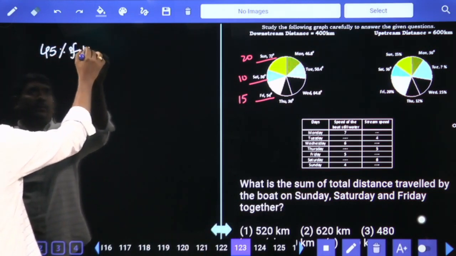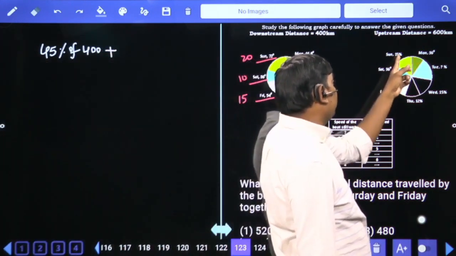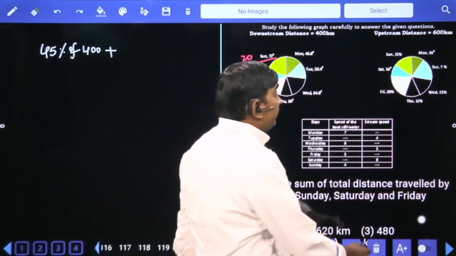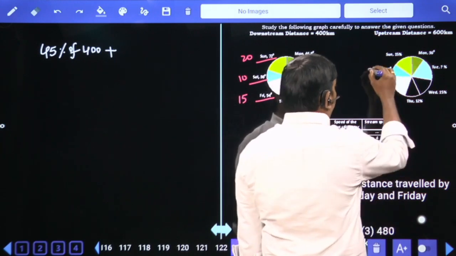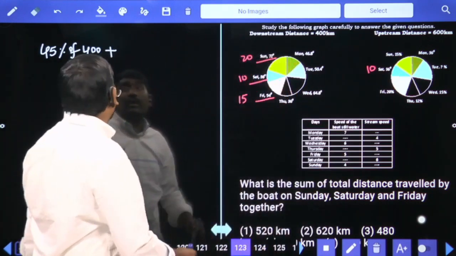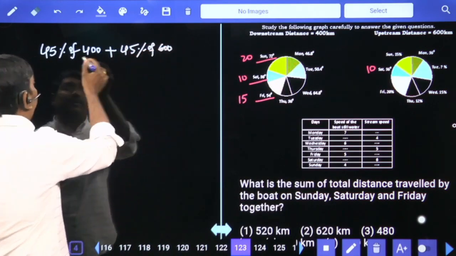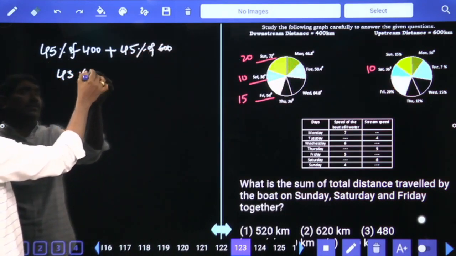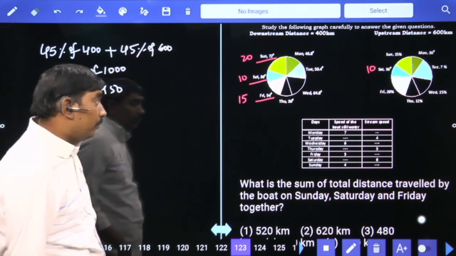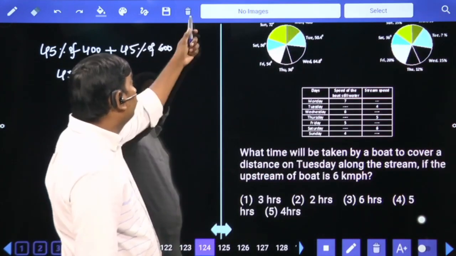45% of 400 kilometers in downstream plus 20 plus 15, 35. 35 plus 36. Sorry, this is in degrees. 36 degrees means 10%. 10 plus 20, 30. 30 plus 15, 45% of 600. So I will make 45 as common here. So 45% of 1000, nothing but 450 kilometers. 450 kilometers is your answer. Next.